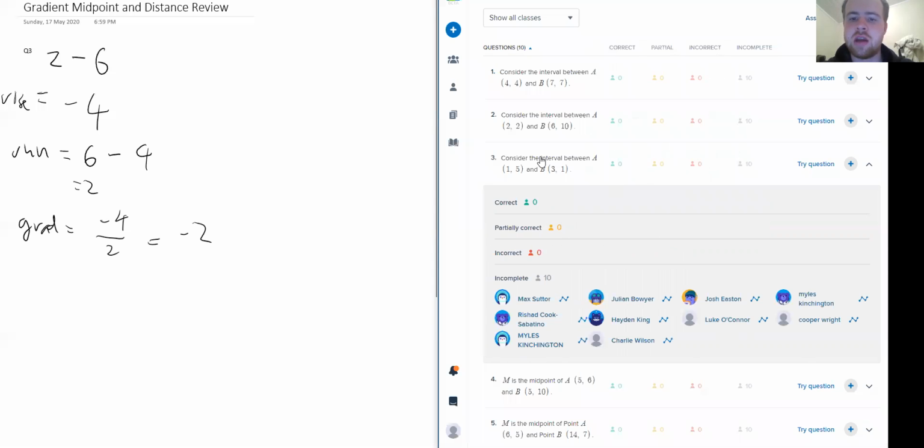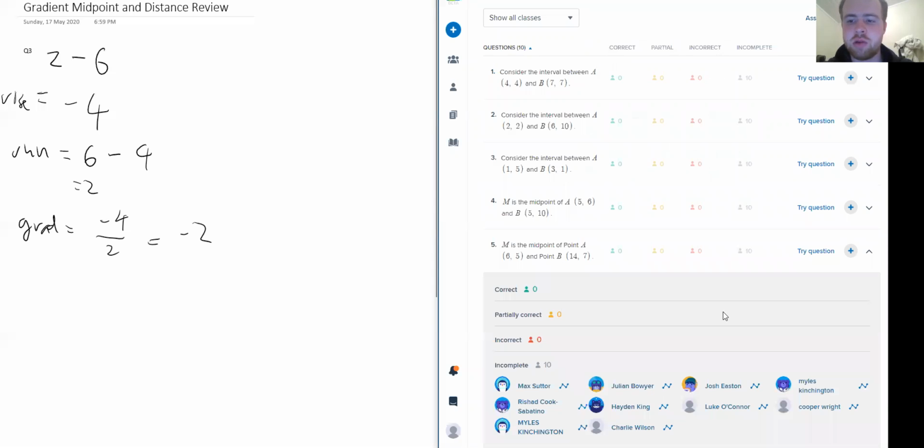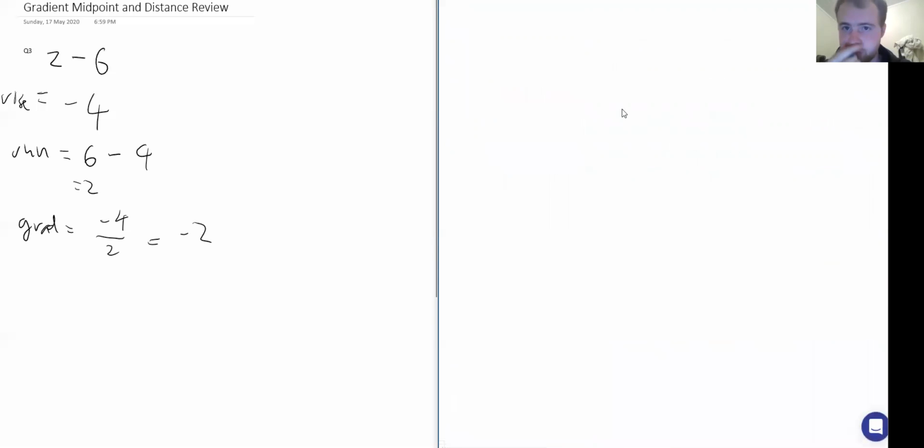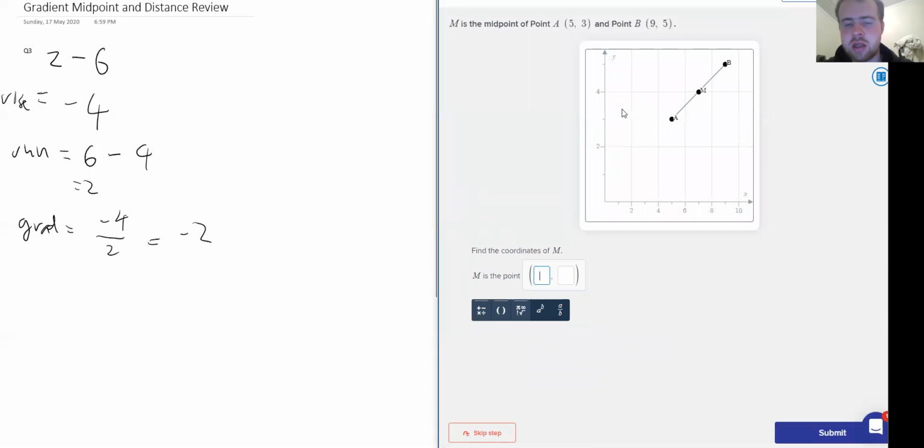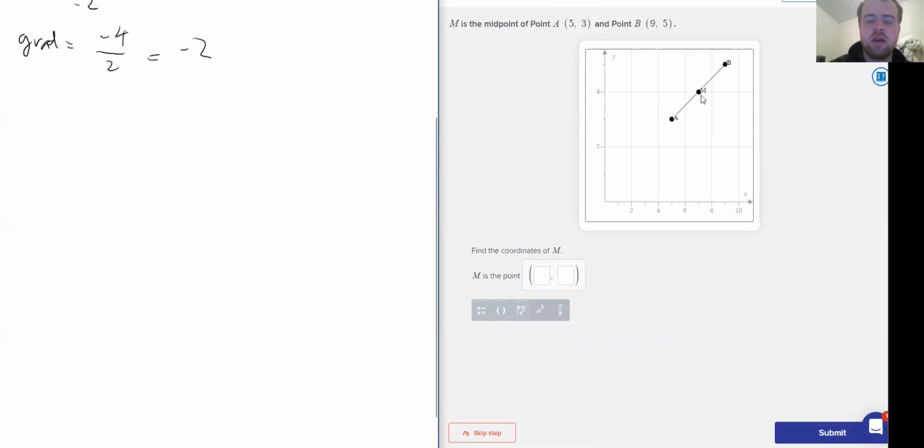So let's look at another question here. We're going to look at a midpoint one. Okay, so midpoint here, we've got 2 points, A is 5 and 3, and B is 9 and 5, and we're going to find the coordinates of M. Now, the way that we do this is we need to find the middle of the horizontal component and then the middle of the vertical component. So this is question 5, we're finding a midpoint.